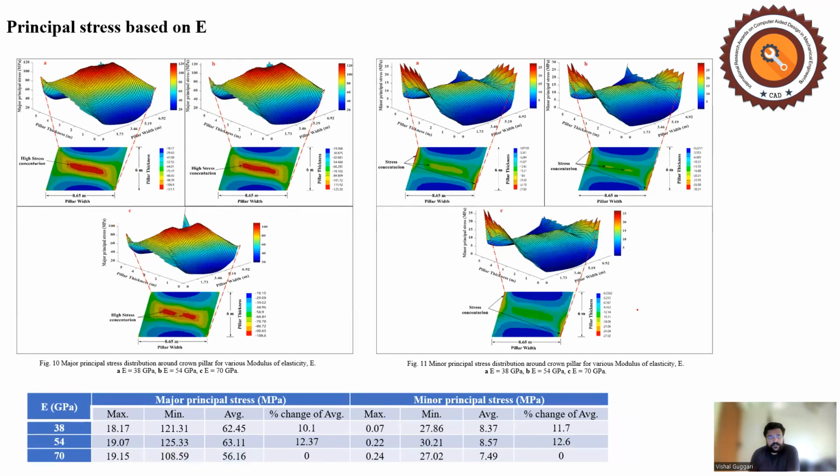Now coming to the modulus of elasticity, here you can observe that at the center of the pillar, the stress concentration is reducing as the modulus of elasticity increases. And again, in case of minor principal stress distribution, you can see the same phenomenon, where the stress concentration at the center of the crown pillar is reducing as you increase the elastic modulus.